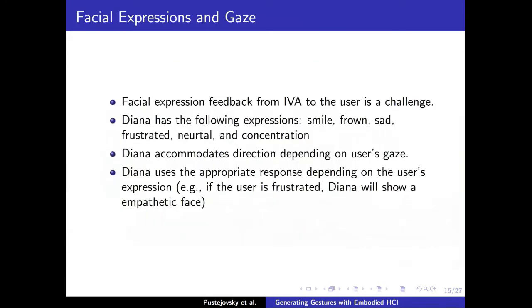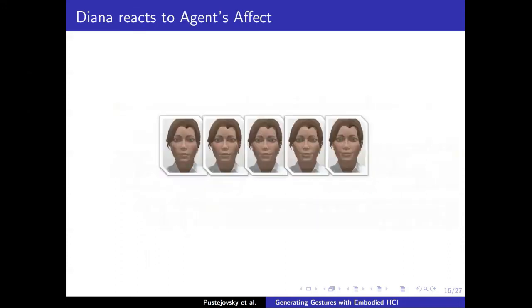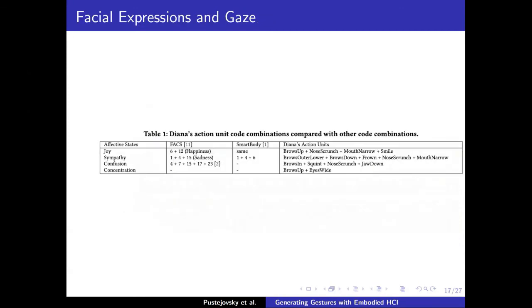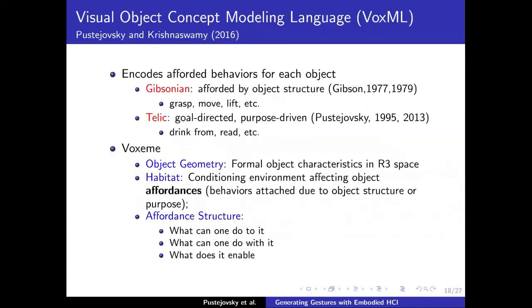Facial expression feedback is a challenge. Diana has the following expressions. She's got the basic Ekman classes: smile, frown, sad, frustrated, neutral, and concentration. And she accommodates directly in terms of the user's gaze, depending on where the user is directing the gaze. Diana uses the appropriate response depending on the expression. So here's just some of the basic range of the expressions Diana uses to react to an agent's affect. This is how it compares in the action unit code to the other Unicode combinations. Details can be provided in the paper.